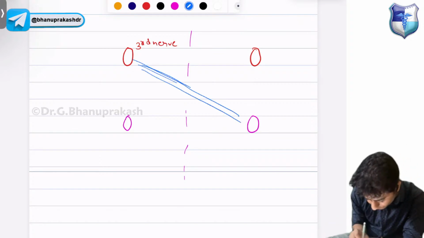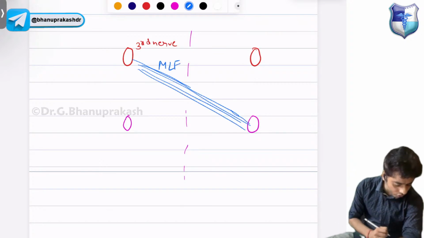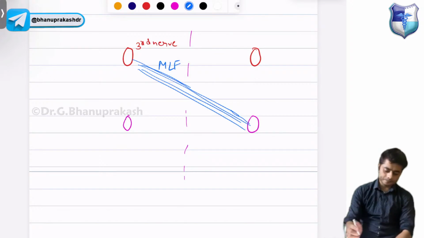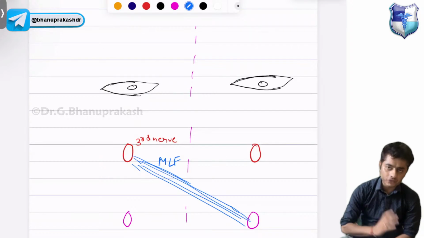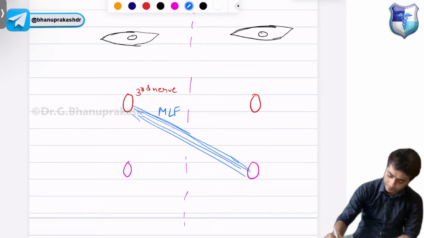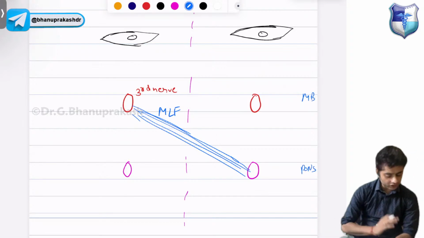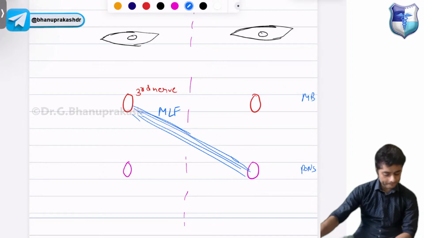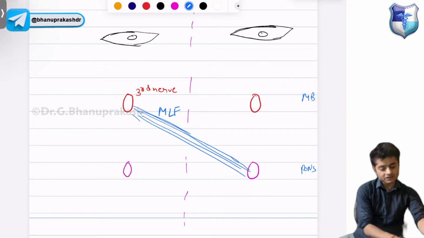Okay, I am drawing. This is your MLF. So see, these are the eyes of a beautiful girl. First is your third nerve nucleus, which is in your midbrain. Then in the pons is your sixth nerve nucleus. Okay, everyone, till now, did you understand this concept?